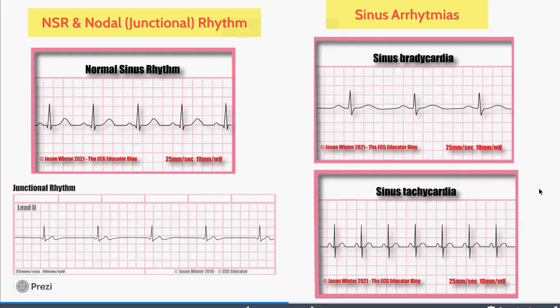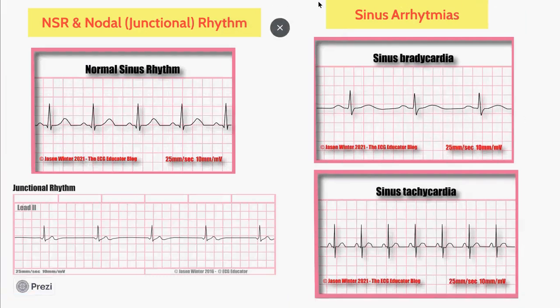Now we go in practice. In this ECG, this is not a 12-lead ECG. We're just taking one lead out of the 12 leads. There is P wave, QRS complex, and T wave. P wave, QRS complex, and T wave. P wave, QRS complex, and T wave. So this is normal sinus rhythm.